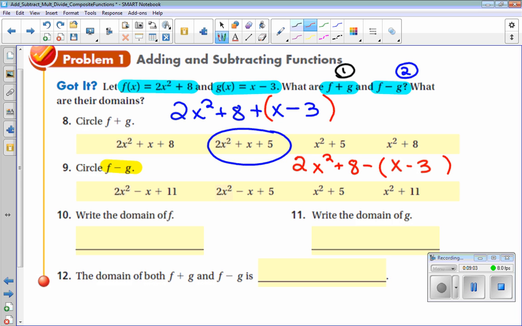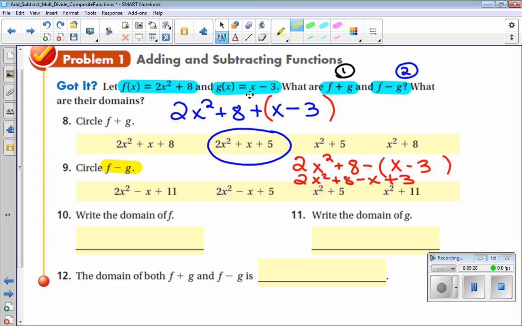Well, 2x squared doesn't combine with anything. So let me just rewrite it. When I distribute the negative, I'll write underneath it. I get 2x squared plus 8 minus x plus 3. Because I distribute the negative to everything in the parentheses. I subtract all of g.